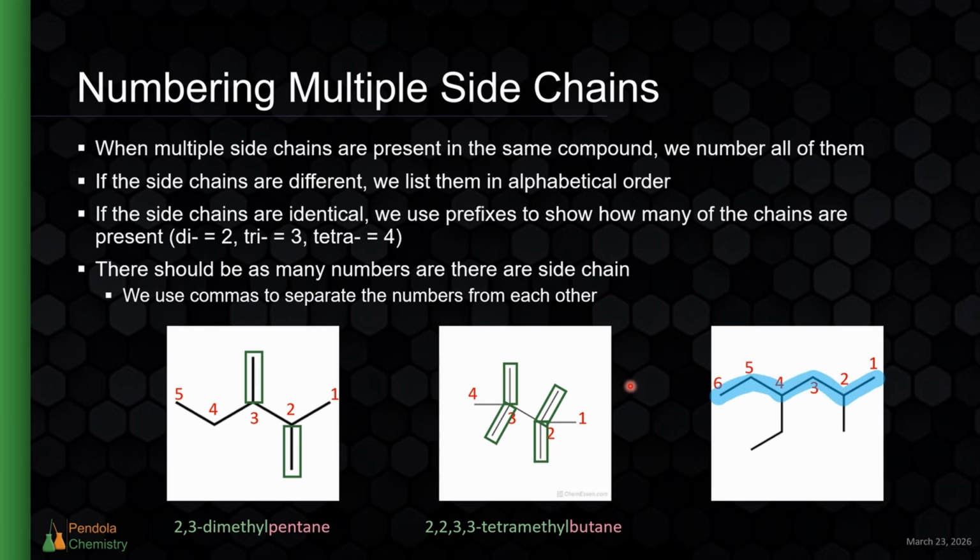1, 2, 3, 4, 5, 6. So because there are 6 carbons in the main body, this is going to be hex for 6, ane, because they're all single bonded. So it's hexane. Now this particular hexane has 2 side chains. There's a 2 carbon side chain. So if we look at this one, we'll make this one green.